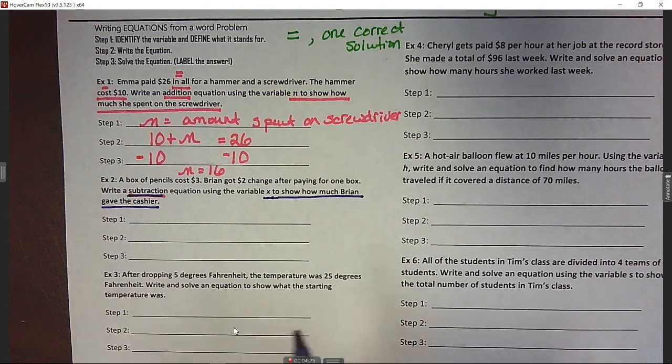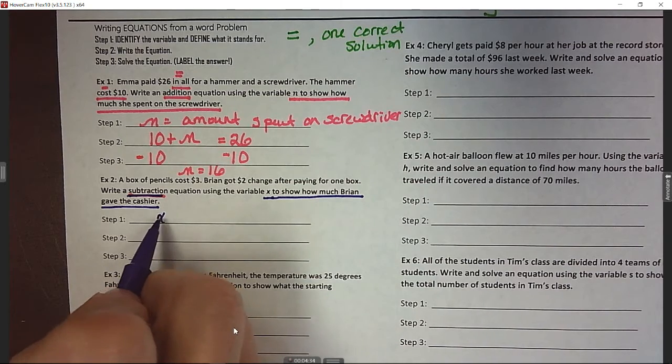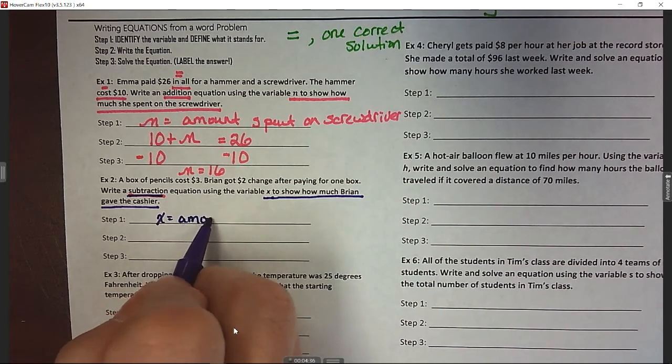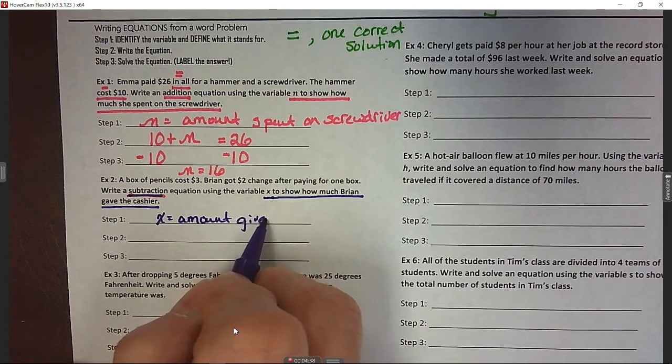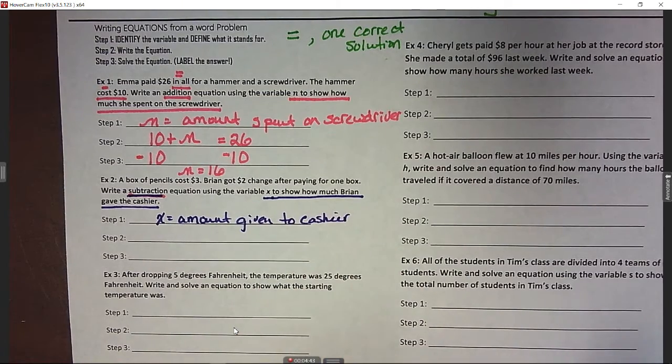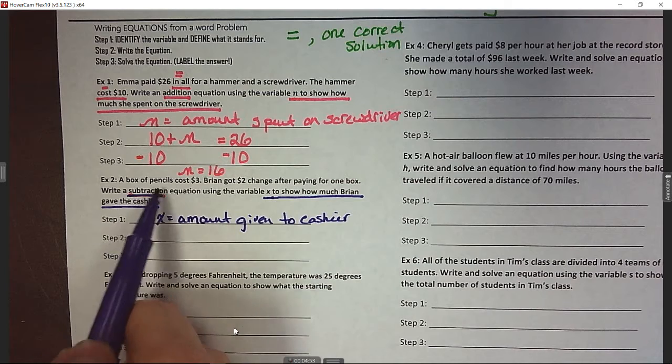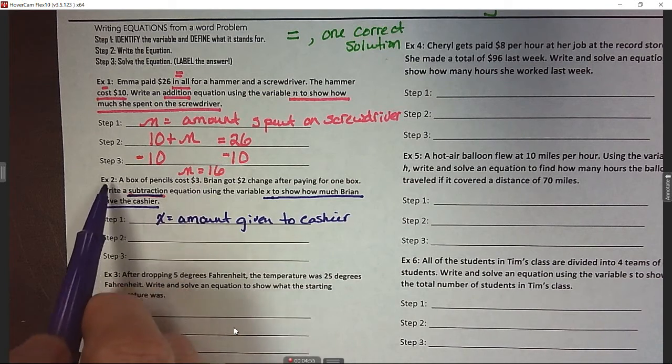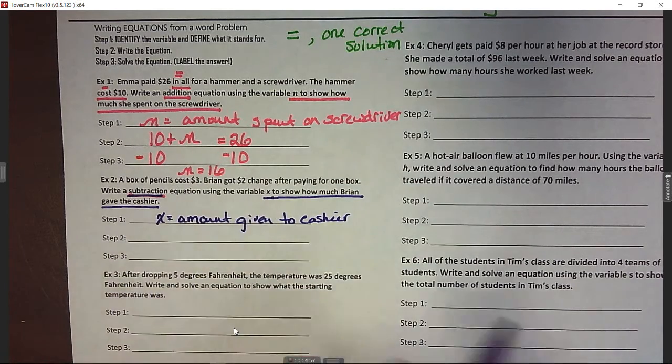So remember, we always know what the variable stands for because it tells us in the problem. It's the part we don't know. So in this case, x is the amount given to the cashier. So imagine this scenario: you walk into a store, you've got a $5 bill or a $10 bill or a $20 bill. You pick up some things to buy, you give your bill to the cashier. In this scenario, they're going to take $3 out of what you gave them, and you'll get a change of $2. So let's see how this would look in an equation.